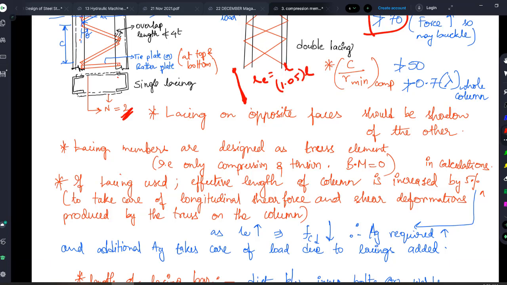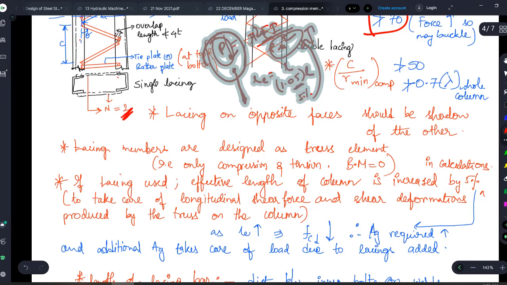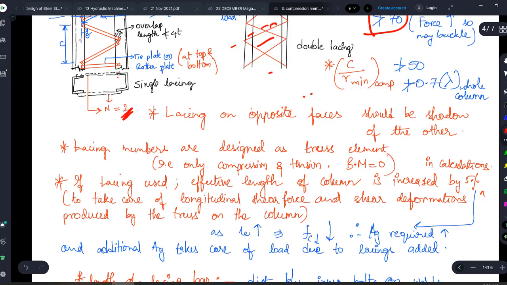समझ में आ रहा है ना concept? So I am just increasing the effective length by 5%. तो इससे क्या हो जाएगा? See, you know P is pi square EI by LE square. Agreed or not? So now as the length has been increased by 5%, what will happen? Your load carrying capacity obviously decreases and you will be getting the exact or approximate load carrying capacity after you have lacing supplied on your system. I hope you got the concept right.